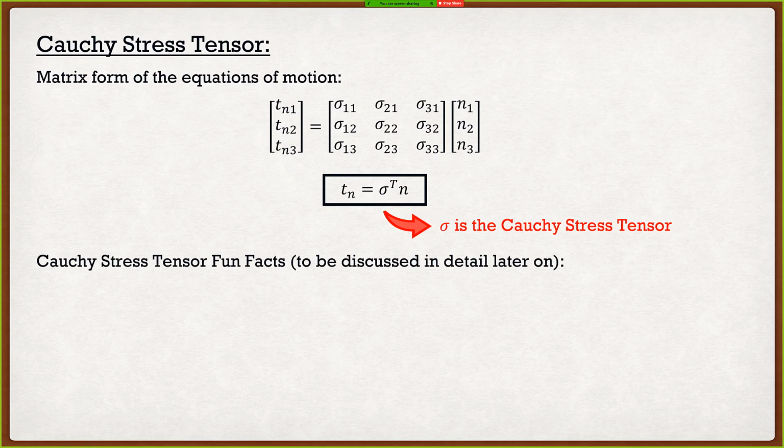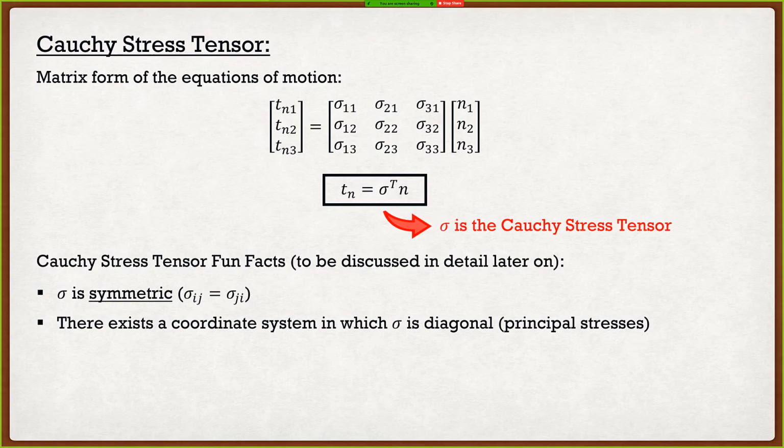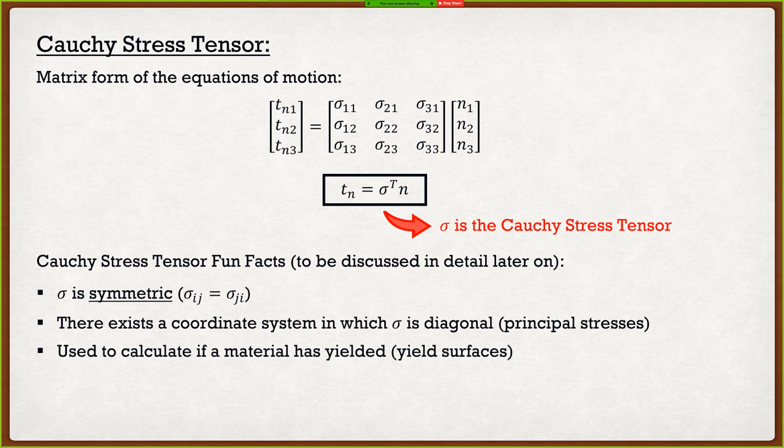So we're going to do some little fun facts. Some of them will be discussed right now, and some of them will be discussed later on in the lecture. First of all, this sigma here is going to be symmetric. So sigma ij is equal to sigma ji, and this will be proven a little bit later when we talk about mass balance. But it's great for us. Anything symmetric, we're thumbs up, right? Nice and easy. Second thing, there exists a coordinate system in which sigma is diagonal. Remember, we talked about diagonalization in linear algebra, and this is going to be important because this allows us to get something called principal stresses, which I'm sure you guys have heard of before. Now, we also use this to calculate yield surfaces, and we're going to talk about this when we start talking about material plasticity, stuff like that.